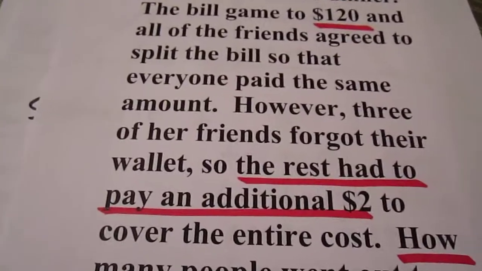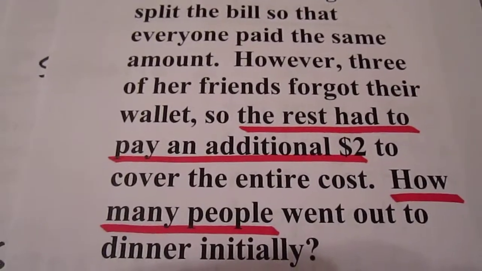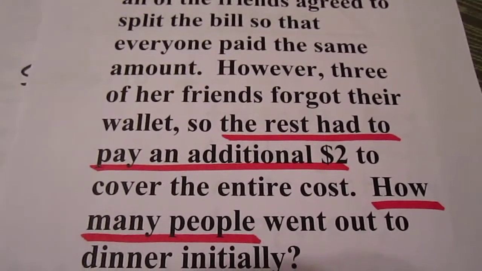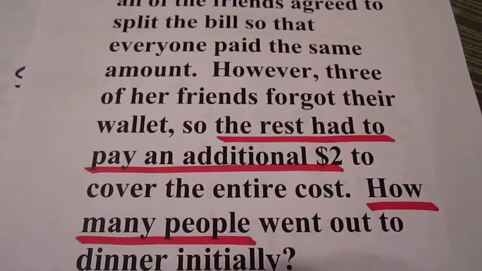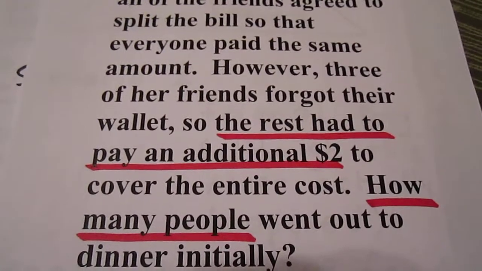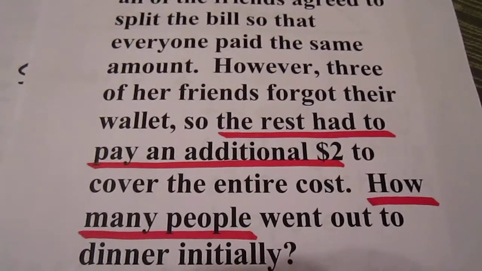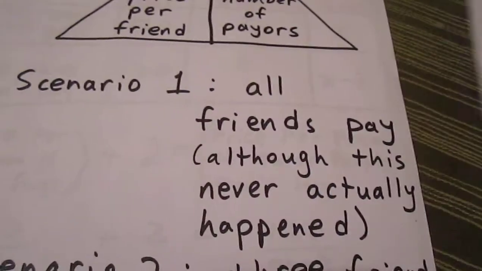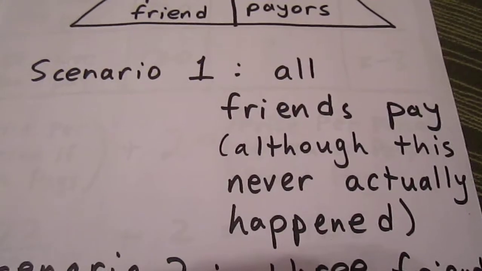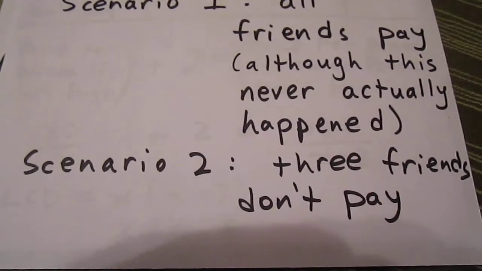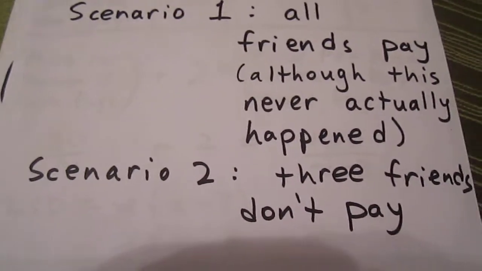However, the question is worded in such a way that the situation that did occur is compared to what would have happened had they all paid. 3 of her friends forgot their wallet, so the rest had to pay an additional $2. A comparison is being made between the actual payment that occurred and what would have happened had everyone brought their wallet. So we're going to use scenario 1 as something that in fact never actually happened. It's an imaginary scenario. Scenario 2 will be the scenario that actually did happen, where 3 friends failed to bring their wallet and failed to pay.